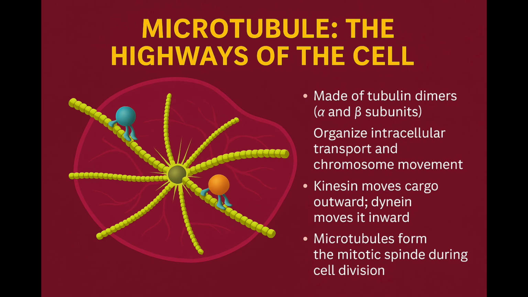But microtubules don't just transport cargo, they also organize cell division. During mitosis, they form the mitotic spindle, a complex apparatus that captures and separates chromosomes so that each daughter cell inherits an exact copy of DNA. This dual role, structural and logistical, makes microtubules essential for both order and motion inside the cell.